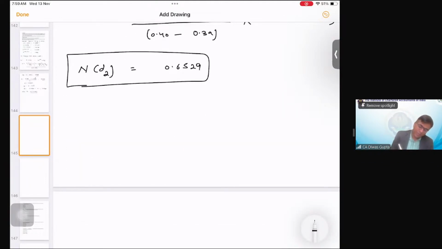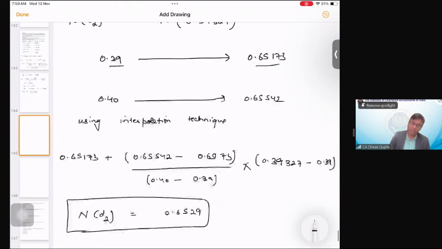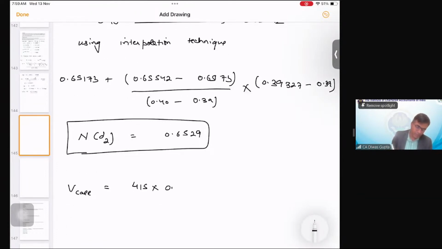Finally, now the value of the call option is equal to 415, which is the spot price, multiplied by N(d1). Now, N(d1) was what? The hedge ratio, right? How many shares against one option? So 0.69281 shares against one option. 0.6928 minus the present value of the strike price, 400 divided by e raised to the power 0.05 multiplied by 0.25, into 0.6529.